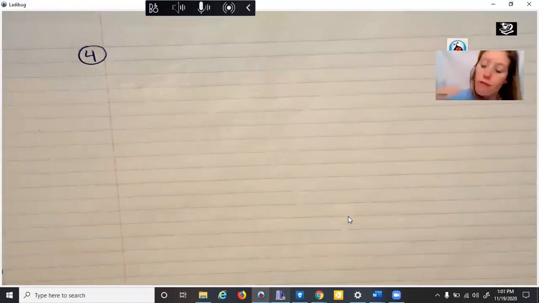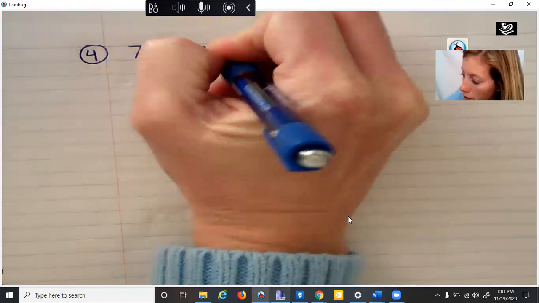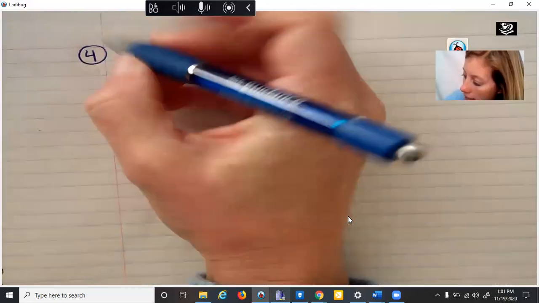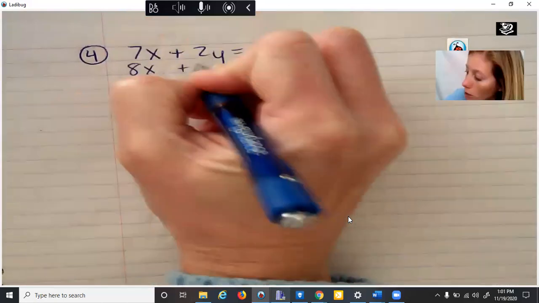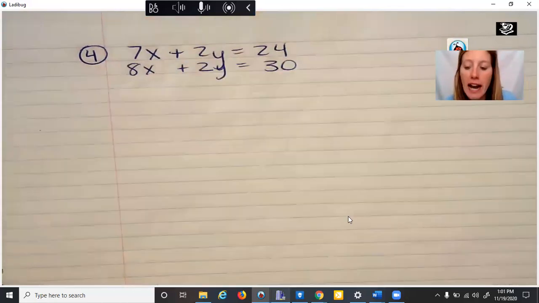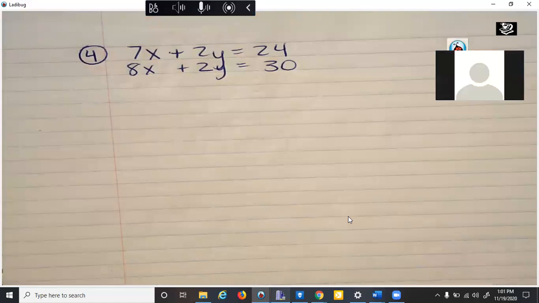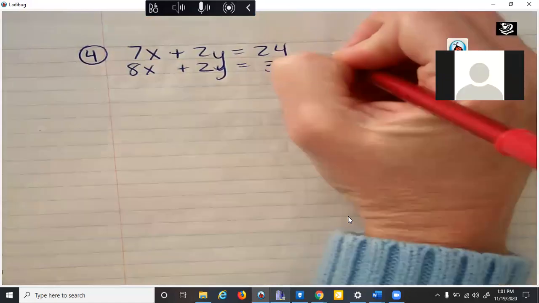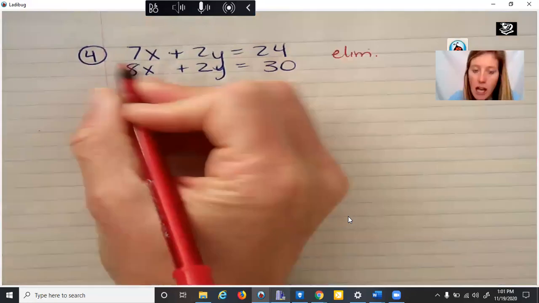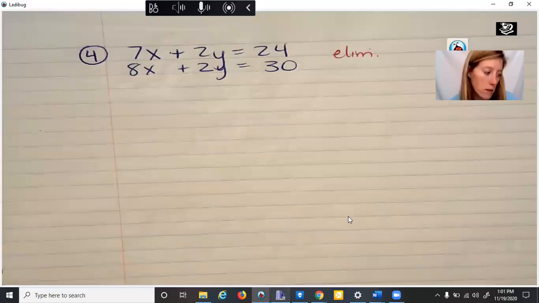All right, number 4, 7x plus 2y equals 24 and 8x plus 2y equals 30. Caleb, substitution or elimination? Elimination. Good, elimination, because they're lined up. Gio, is there anything that will cancel out right now?